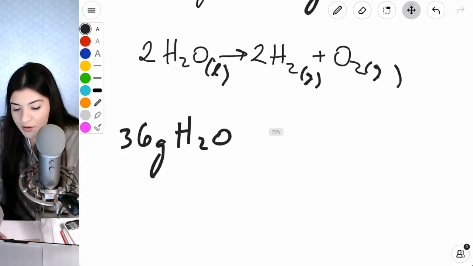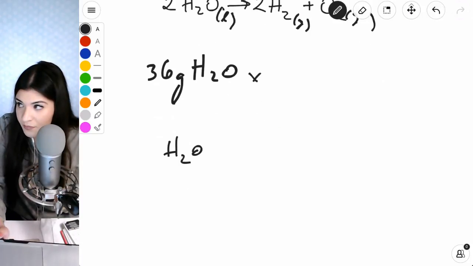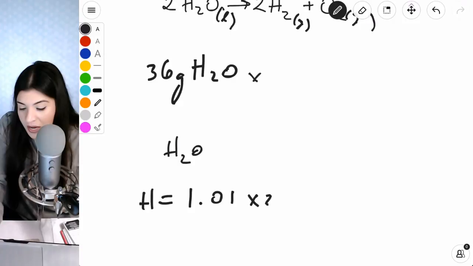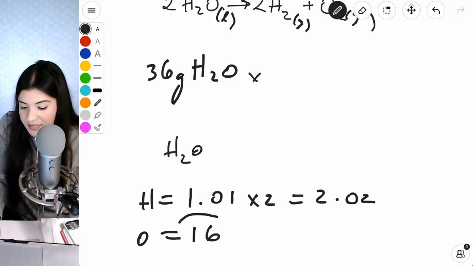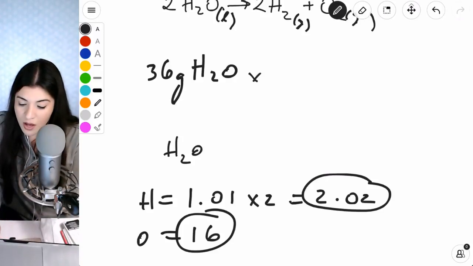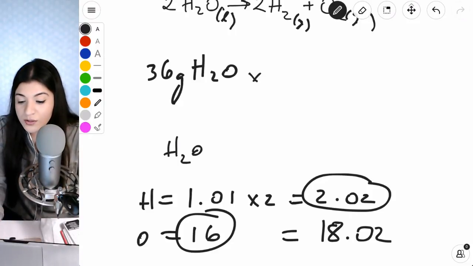So I'll find the molar mass of water, and we'll do that separately. So H2O, the molar mass of water. Hydrogen is 1.01. I'll multiply that by 2. So this is 2.02. Oxygen is 16. Adding the 16 plus that 2.02 would have been 18.02. Okay, so that's the molar mass that I'm going to use.